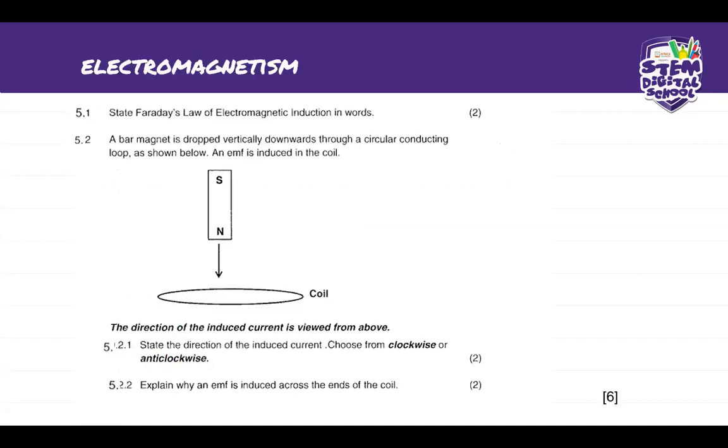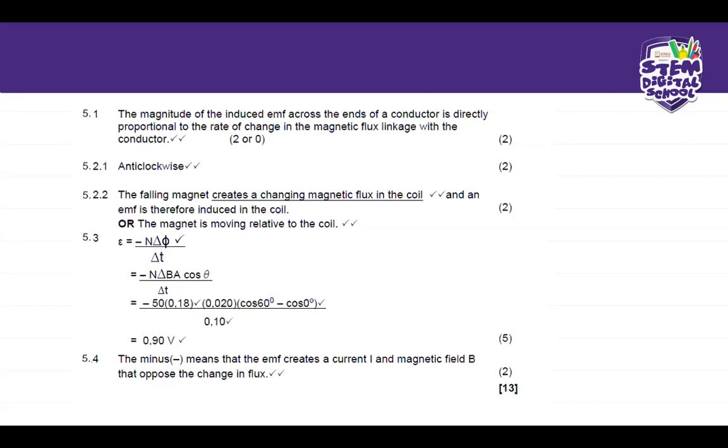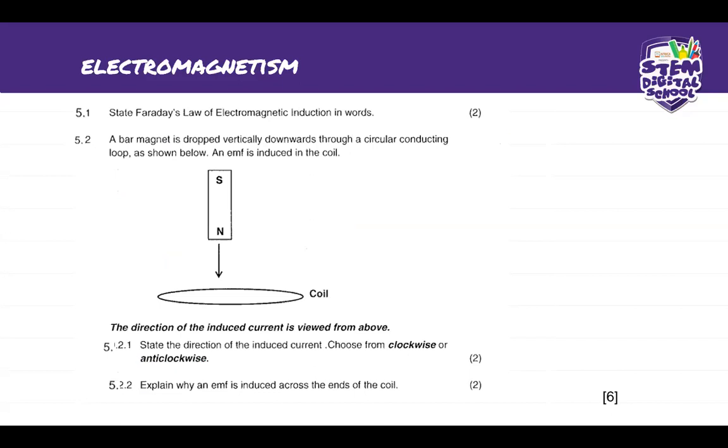So now they ask, the direction of the induced current is viewed from above. So state the direction of the induced current. Choose clockwise or anti-clockwise. And in this case, it's going to be our anti-clockwise direction. Okay.